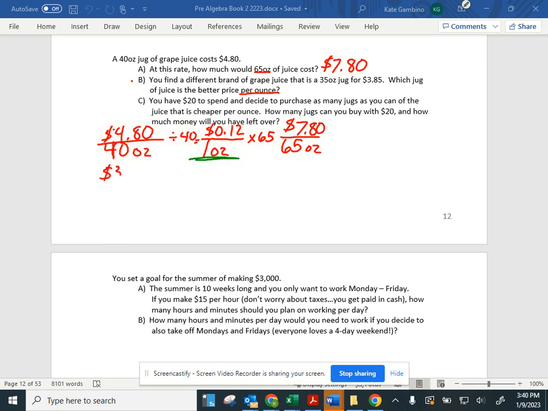So we have $3.85 in 35 ounces. We want to go down to that unit rate, so we're going to divide by 35, so we get 1 ounce on the bottom. $3.85 divided by 35 gives us 11 cents. So when it says which jug of juice is the better price per ounce, that would be the 35 ounce jug for $3.85.